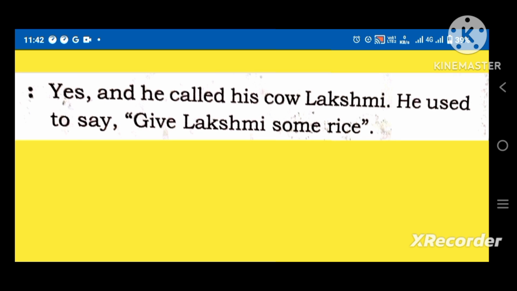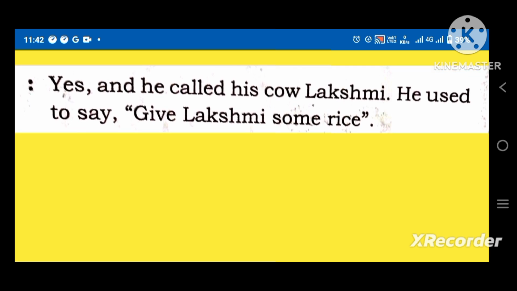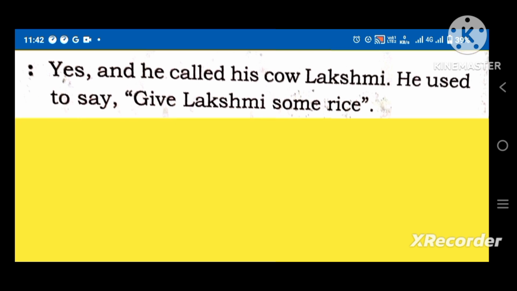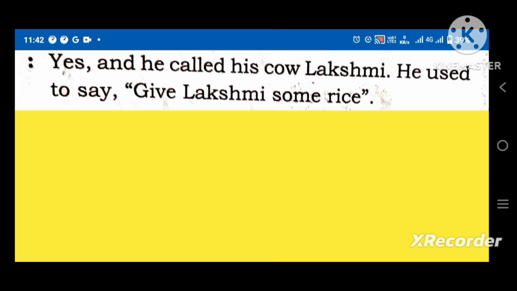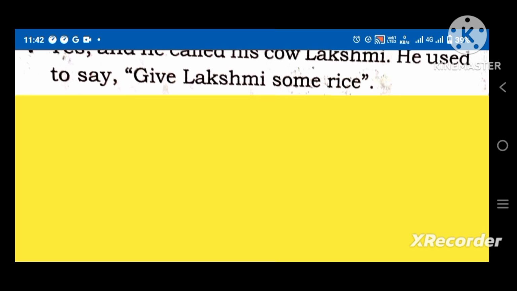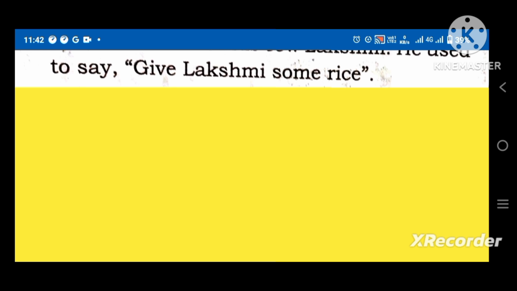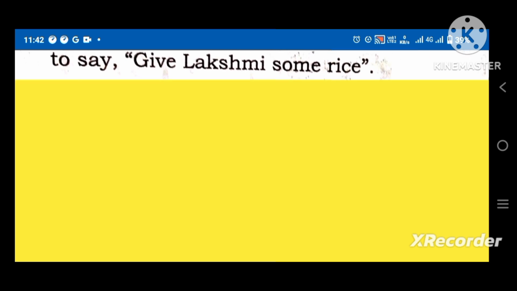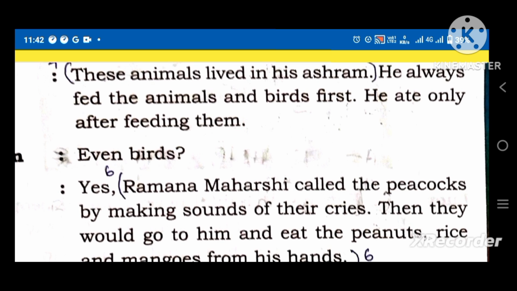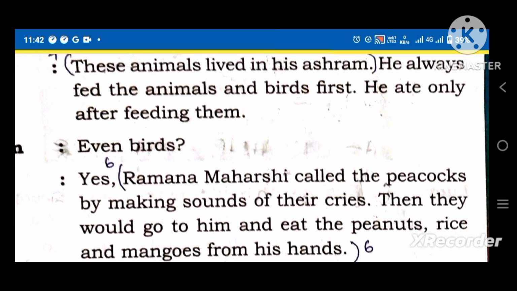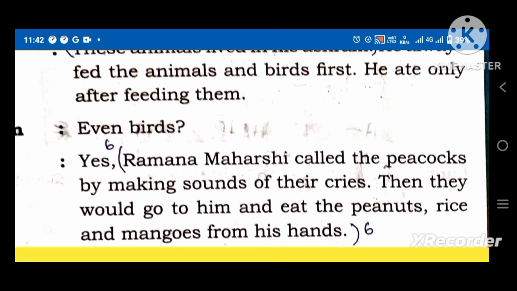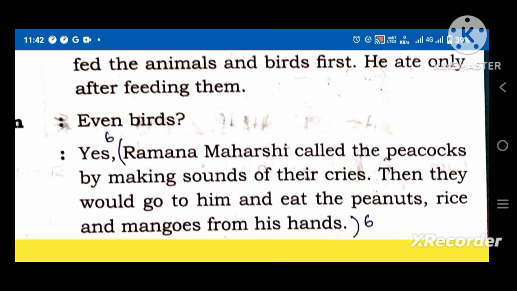And he called his cow Lakshmi. He used to say, "Give Lakshmi some rice." These animals lived in his ashram. He always fed the animals and birds first. He ate only after feeding them. Even birds: Ramana Maharshi called the peacocks by making sounds of their cries. Then they would go to him and eat the peanuts, rice, and mangoes from his hands.